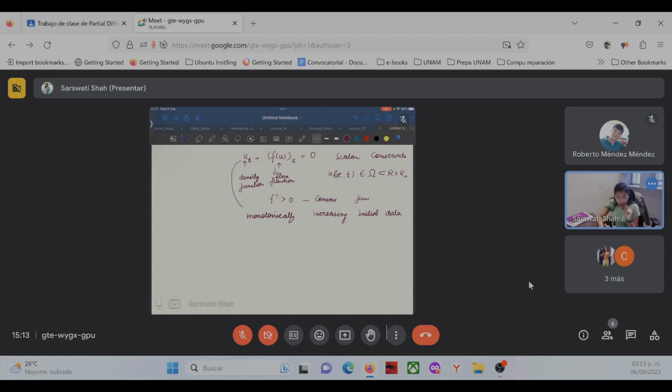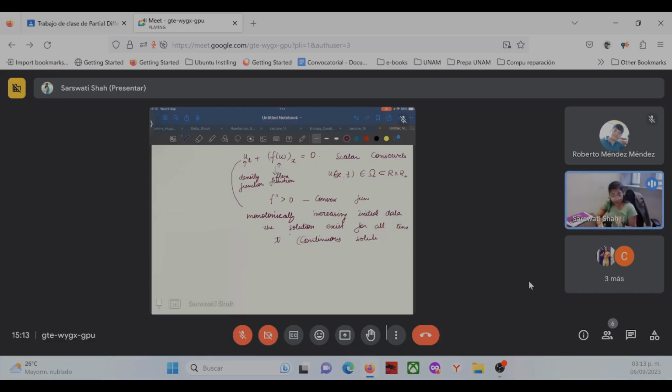So when f is a convex flux function and the initial data is monotonically increasing, in that case the solution exists for all time t. So basically we have a continuous solution, no concept of weak solution. We don't need to discuss anything further. We have our unique solution here.